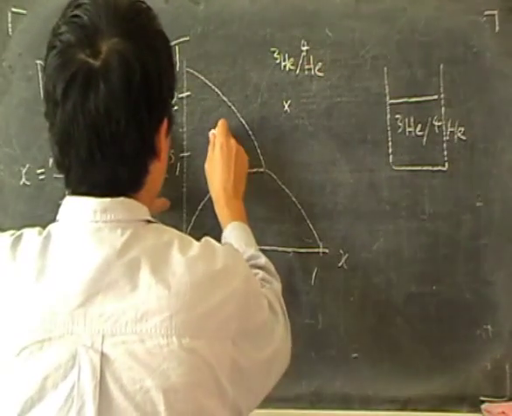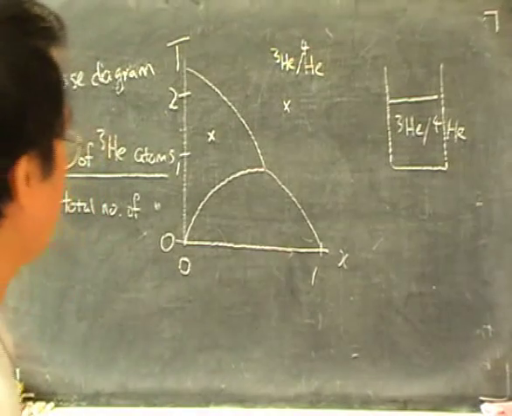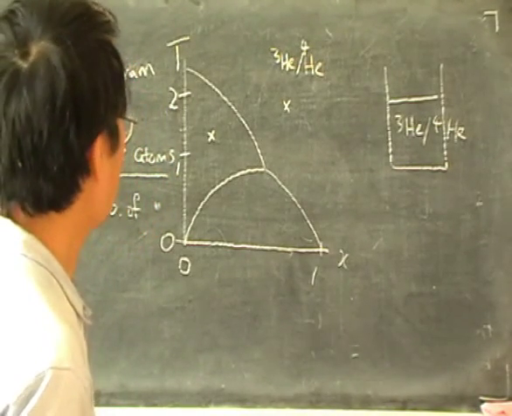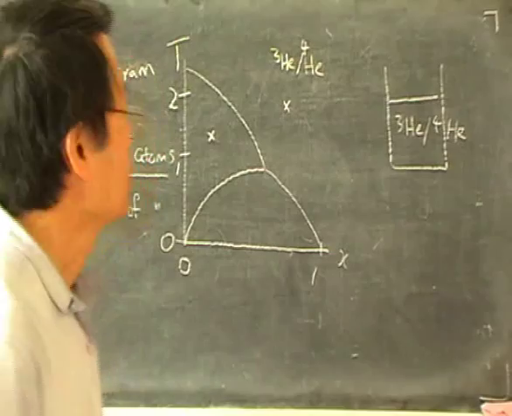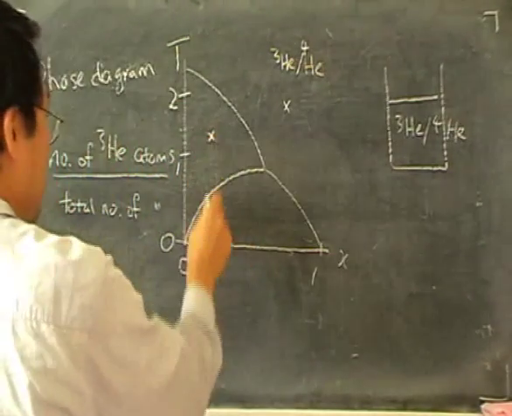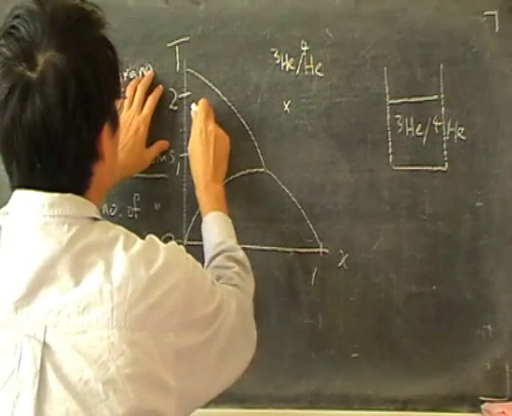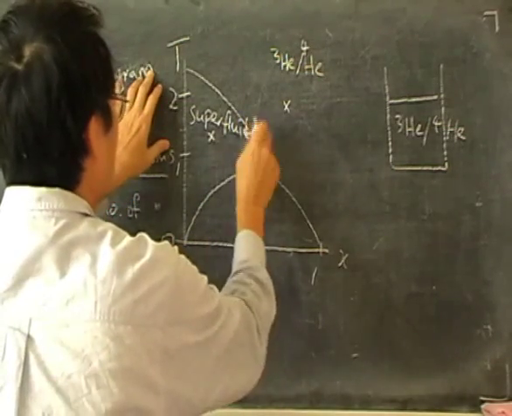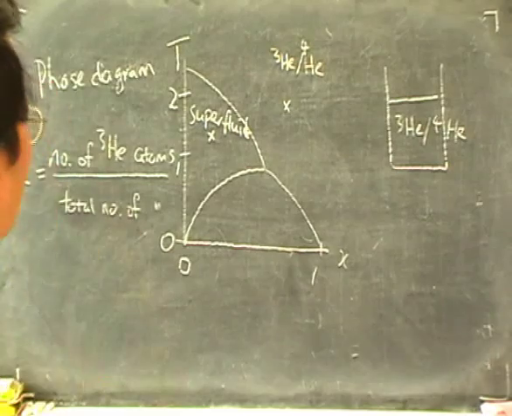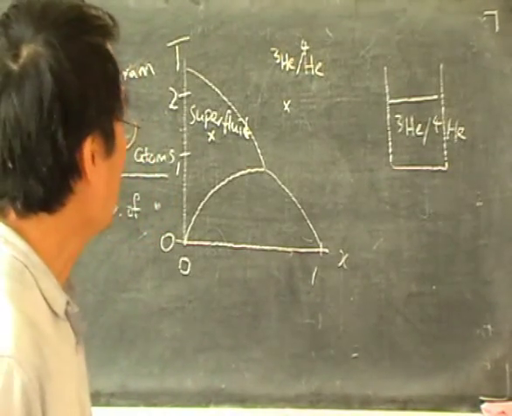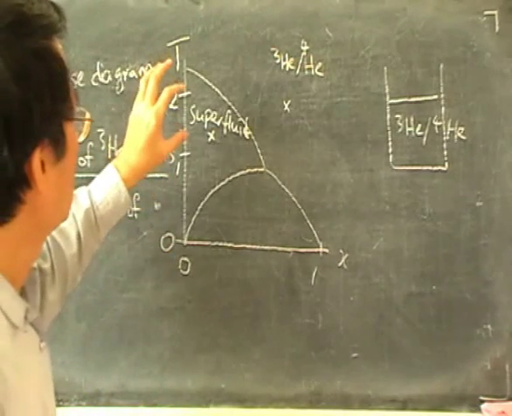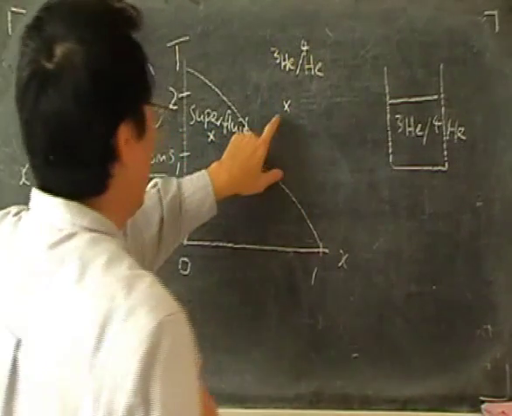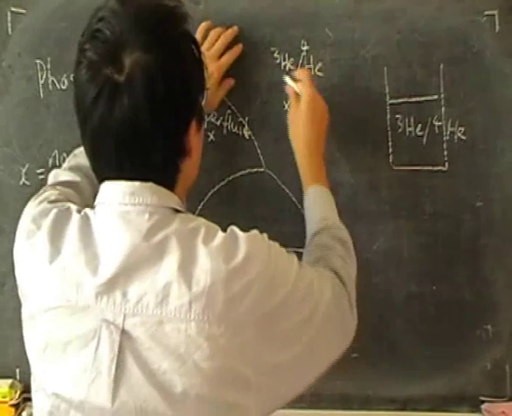Now, a point in that area, however, would also be a mixture, but with a difference. If you have this particular concentration and this temperature, this would be a superfluid. Now, superfluid is a fluid that can flow without any resistance. So that means that, in contrast, if I'm at that point in that area, this is a normal fluid.